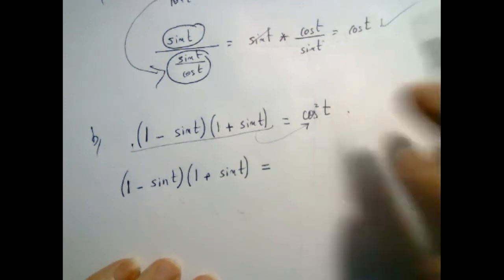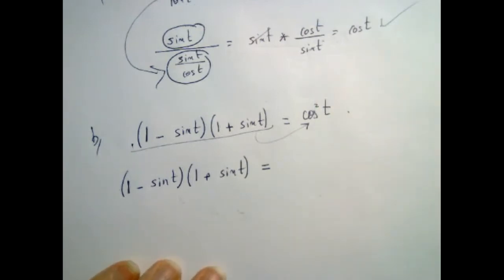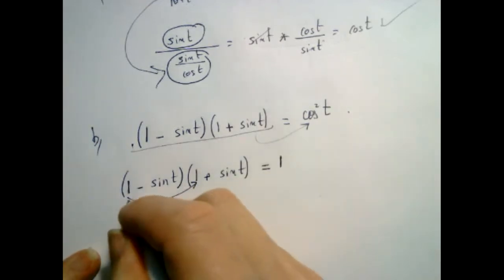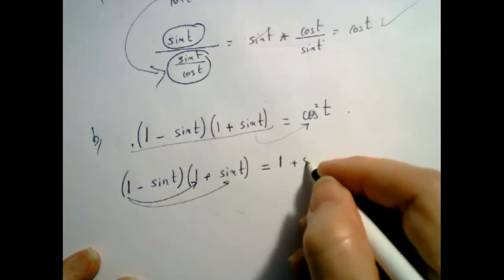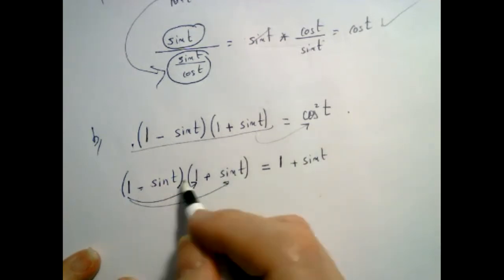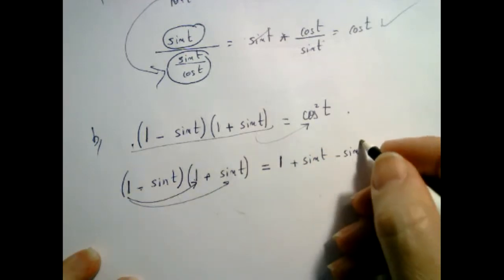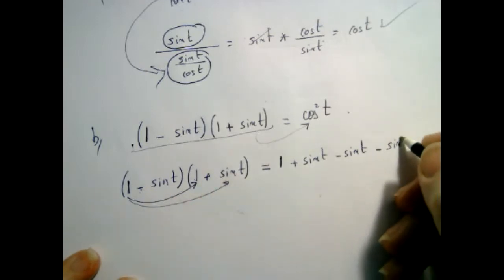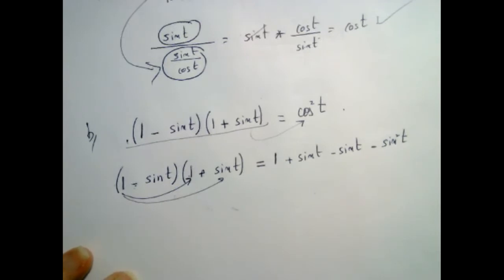Any idea? How do you think I'm going to do that? Anybody would like to lead? Exactly. We're going to distribute. 1 times 1 plus sine t. So I am distributing. Then minus sine t, minus times plus is minus, sine times sine, sine square of t. Okay, so what we did is distribute, hoping to get to the cosine.